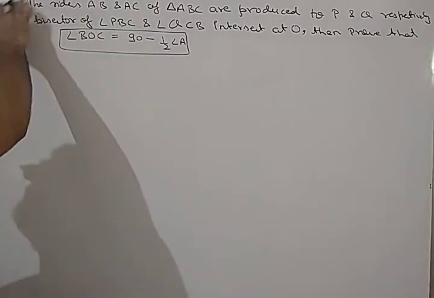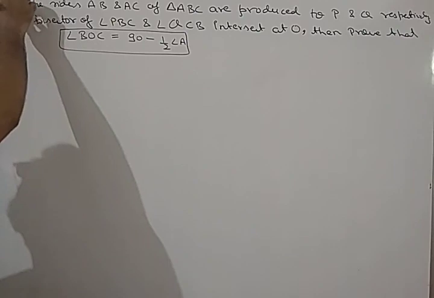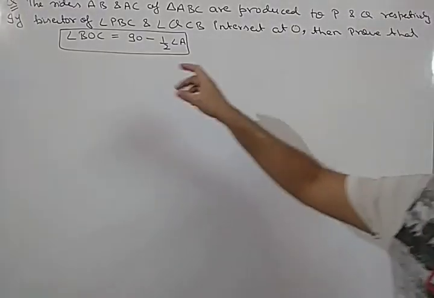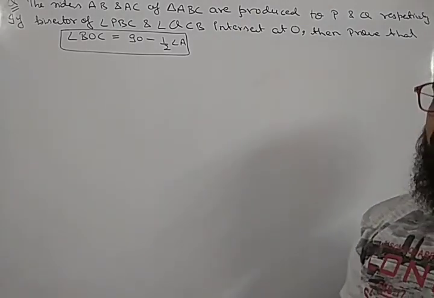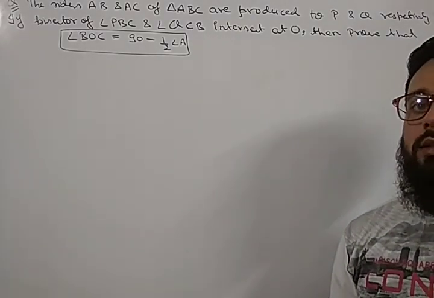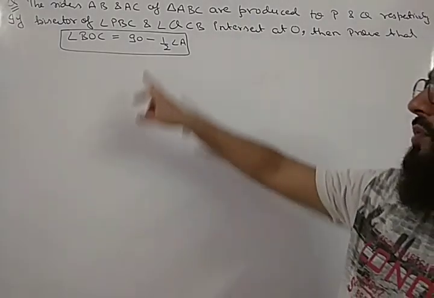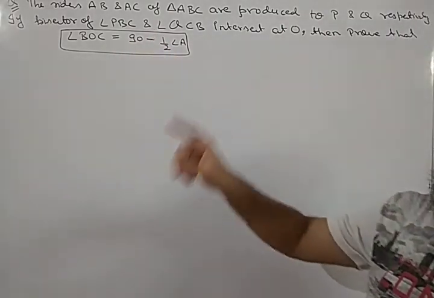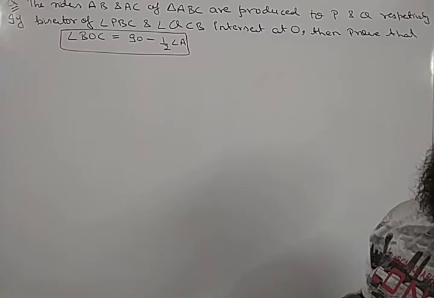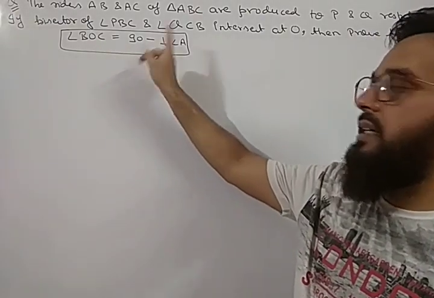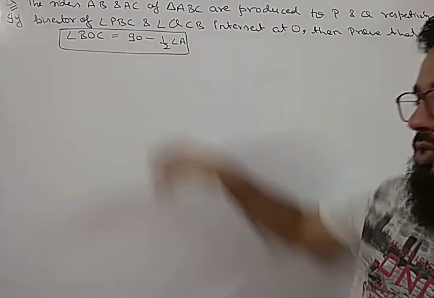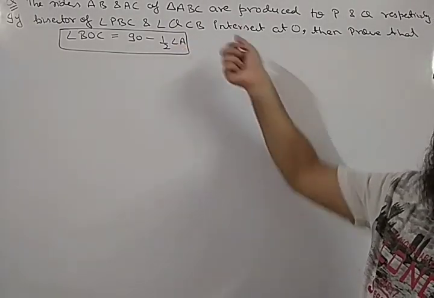Okay, so it is also a very important question. We have already discussed one more question like this in the starting when we studied angle sum property. In that question there were the bisectors of interior angles. It was angle BOC is equal to 90 plus half angle A. But now in this question the bisectors are of exterior angles.